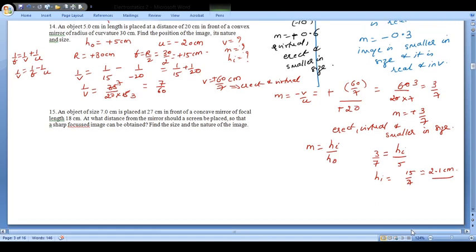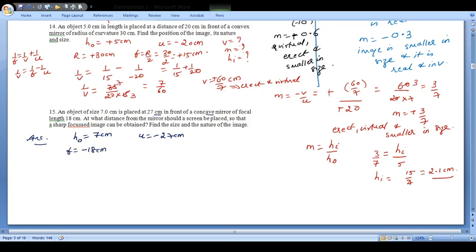Now see here, question number 15. Let's try to see this. In this case, what they are saying is an object of size, so height of the object is 7 centimeters, is placed 27 centimeters in front of a concave mirror. So u is minus 27 centimeters. And the concave mirror focal length is given as 18, so it will be minus 18 centimeters.